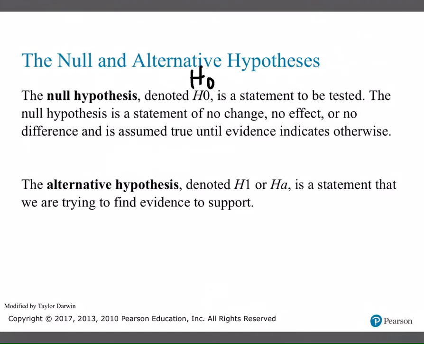So it's kind of like the court system. We assume they are innocent until proven guilty. The null is assumed true until proven untrue, until we find evidence that it's not. And then we've got something called the alternative hypothesis, which looks like H sub 1 or H sub A. I always use H sub A. It looks like "ha," because it just reminds me that the A stands for alternative, and it's a statement that we're trying to find evidence to support.